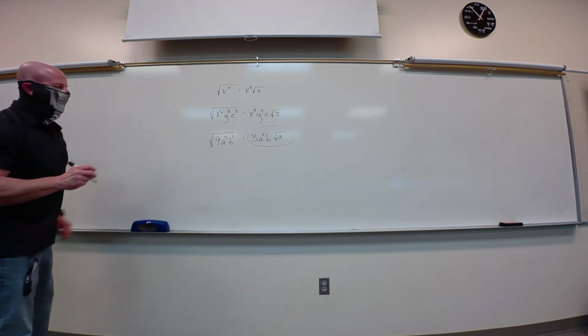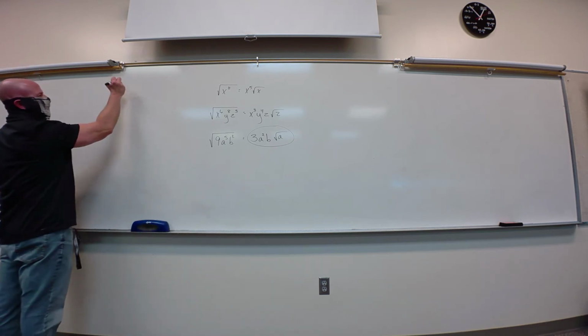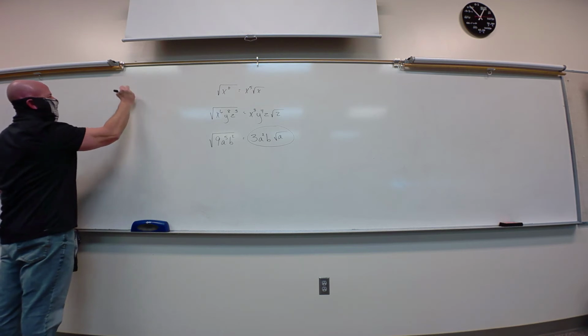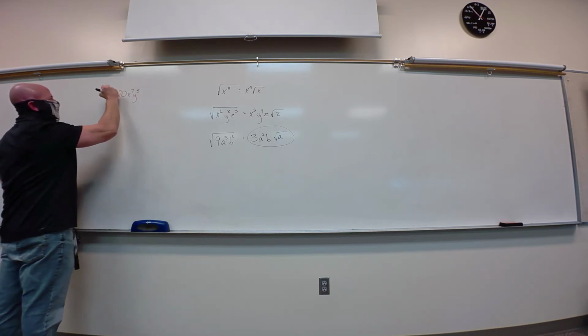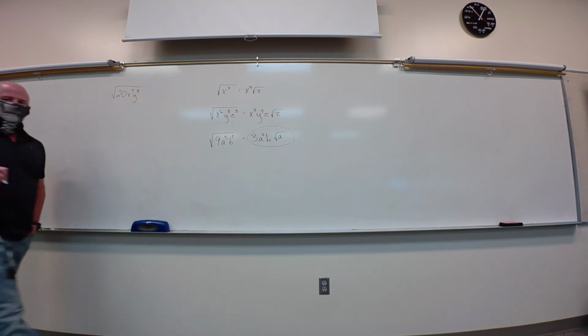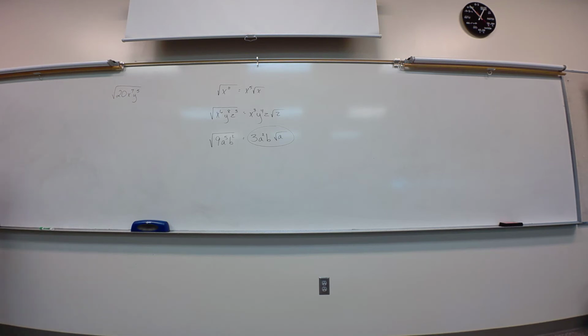Let's look at one where we have a few things left in. Let's go square root of 20 x to the 7th y to the 5th. So we go in order: number, then x, then y. And when I look at 20, 20 is not a perfect square. That's okay. This is where I'm thinking my list.